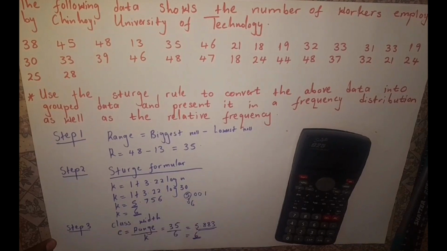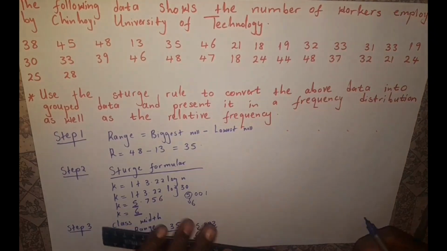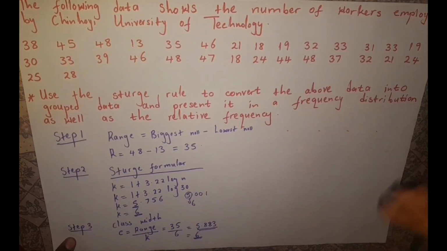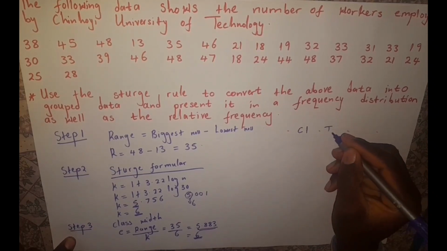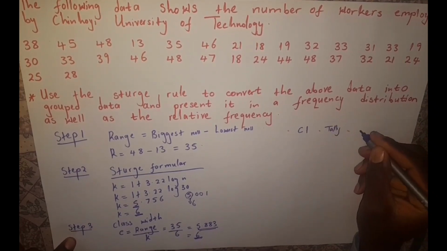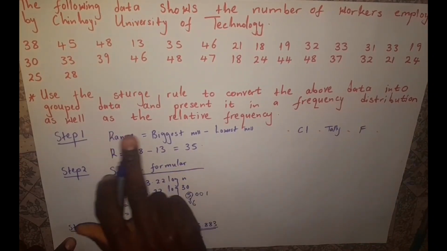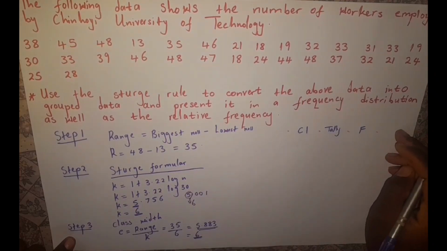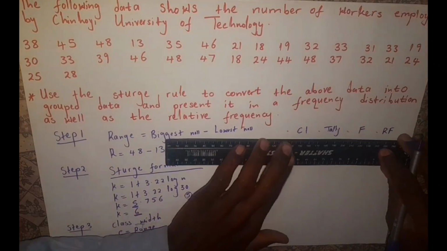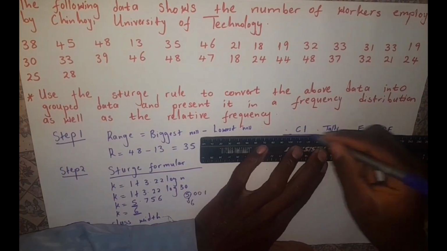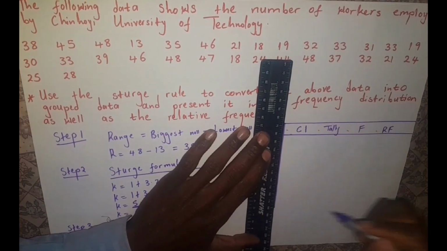After completing these 3 steps, we are going to draw a frequency distribution table. We are going to have 3 columns: the class interval, the tally, and the frequency. These are the columns for the frequency table. And then the question says as well as the relative frequency, so we are going to add a 4th column for the relative frequency, which is RF. So now these are going to be our columns.